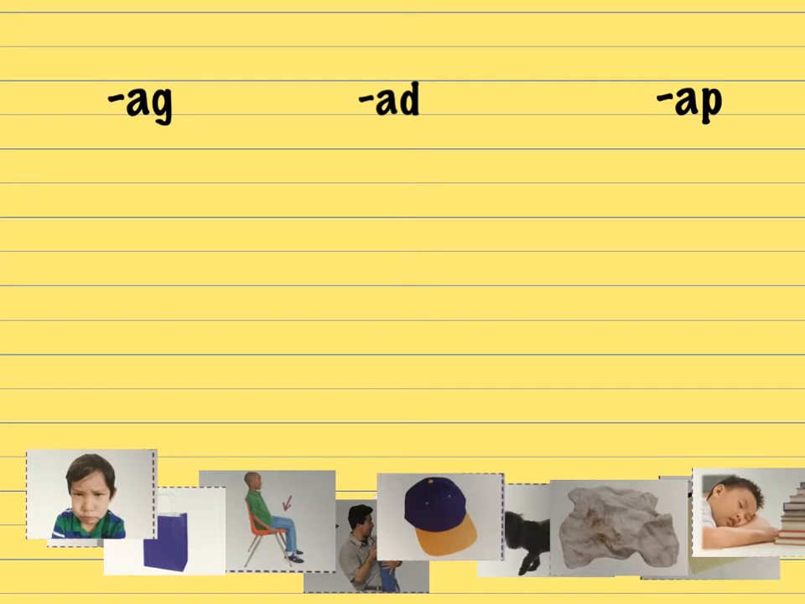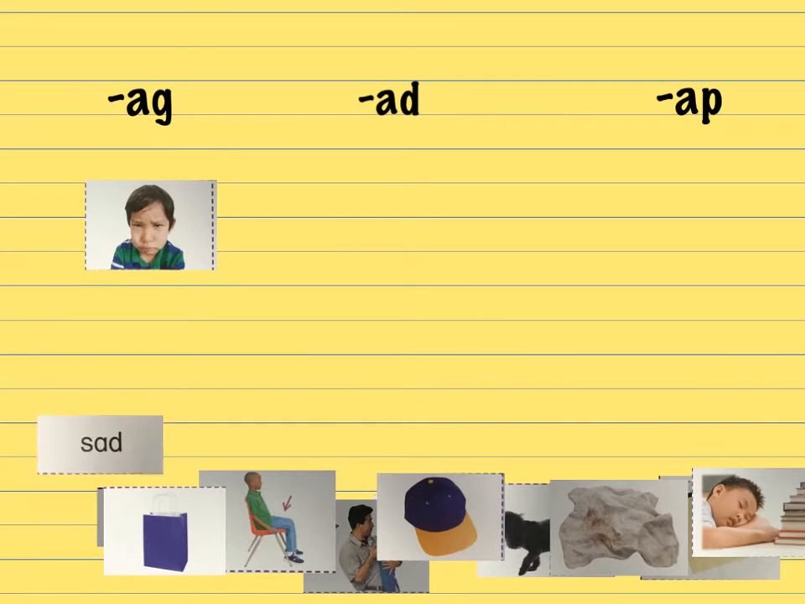For this word sort, you will be sorting your pieces by word families with the AG ag family, AD ad family, and AP app family. Before we sort, we'll have to check out our pieces.